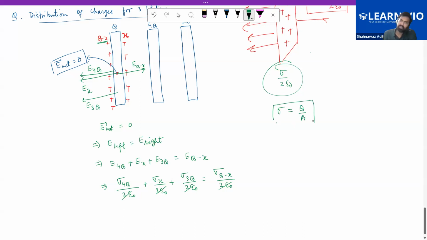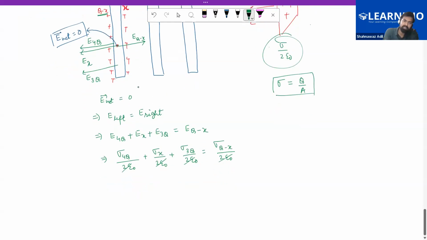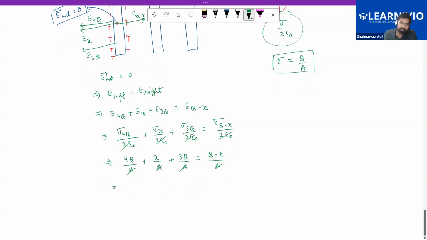So for all of these different kinds of distribution, we see that all of these have the same areas, right? So this would be 4Q by A. This would be X by A. This would be 3Q by A. And this is Q minus X by A. So again, area will cancel, and we have 7Q plus X, and then this is Q minus X. So this goes in the left-hand side, this goes in the right-hand side.